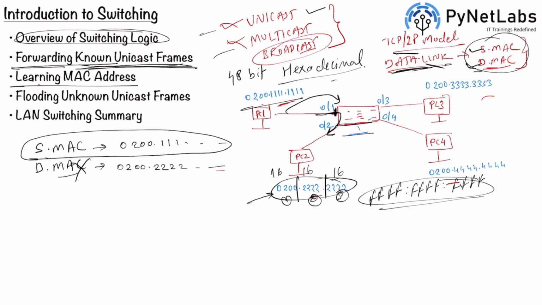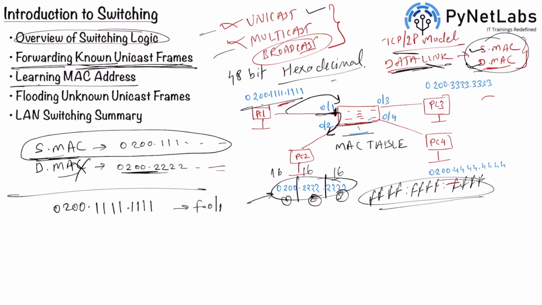So in this scenario, the MAC address stored in the source MAC field will be learned by the switch, and the same information will be stored into the MAC table. The MAC table would look like this: 0200.1111 is connected to FA0/1, but it still doesn't know about the 02002222 MAC address, which is the destination for the current transmission in our example. Such frames, for which the destination MAC is unknown to the switch, are called unknown unicast frames.